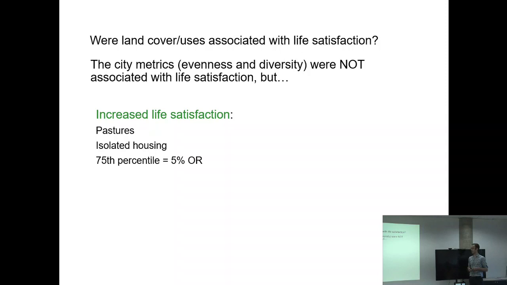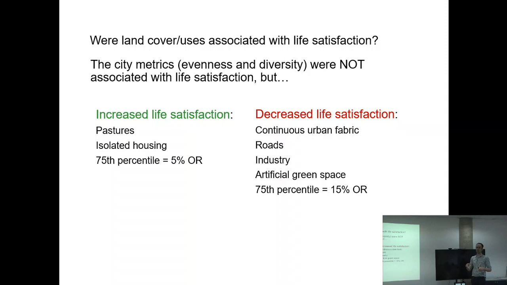And related to decreased life satisfaction were dense residential areas of the city, more roads and more industry, and artificial green space, which is classified as urban green space. I thought this was quite interesting because it came up in the previous study presented by Nelson, where he found that association with green space. And when we investigated this further to find out why green space of cities is associated with less life satisfaction, which you wouldn't really expect.